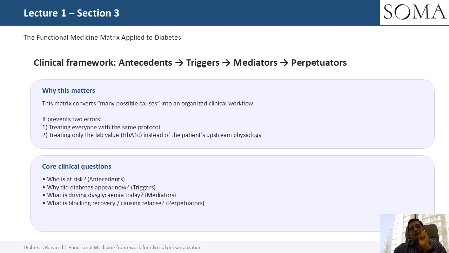When used properly, it prevents 2 common errors. Error number 1, treating everyone with the same protocol, and error number 2, treating only the lab values rather than the patient. So let us apply the matrix directly to diabetes.